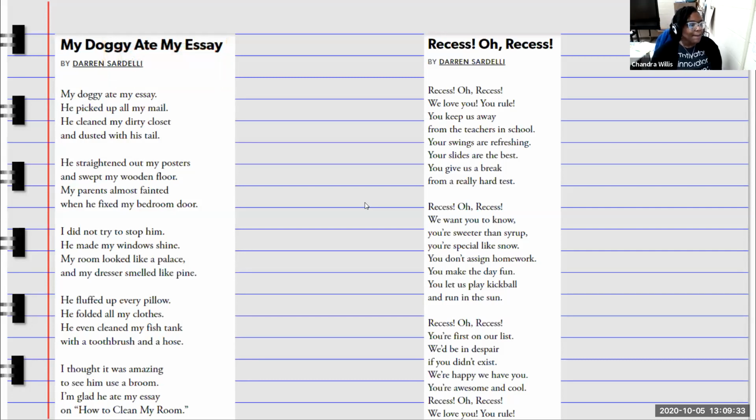He fluffed up every pillow. He folded all my clothes. He even cleaned my fish tank with a toothbrush and a hose. I thought it was amazing to see him use a broom. I'm glad he ate my essay on how to clean my room.